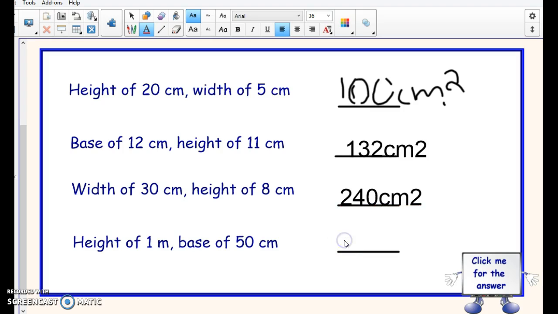And with a height of 1 and a base of 50, this one's a little trickier because it says a height of 1 meter. So we have to convert it to centimeters first. So if we're going back to the King Henry doesn't usually drink chocolate milk, we're going to need to convert meters to centimeters first. So 1 meter to centimeters is going to give us 100 centimeters. So I have 100 times 50, which is going to give us 5,000 centimeters squared.